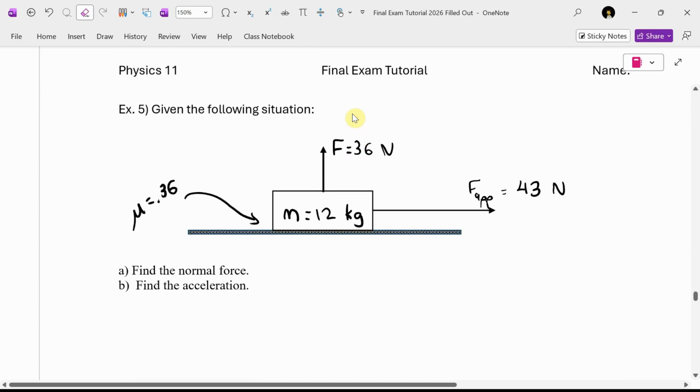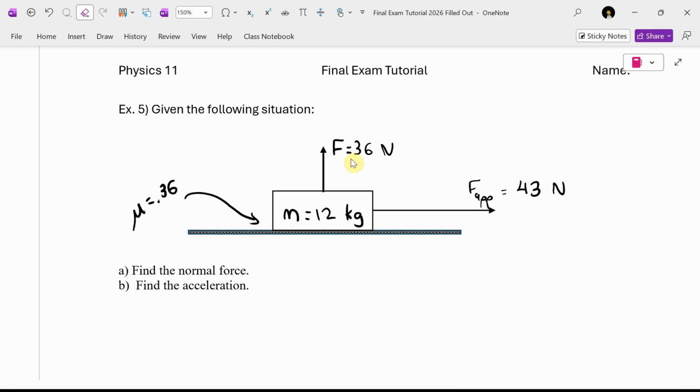This I would consider a solid A level question, and the reason is there's an extra vertical force besides mg. I see friction. I see an F applied. So it says, given the following situation, find the normal force, find the acceleration. Before I even start, what might this be a good job for? Yeah, I'm going to do a free body diagram. So did they give me a picture? I'm going to label the picture right on here with my forces.